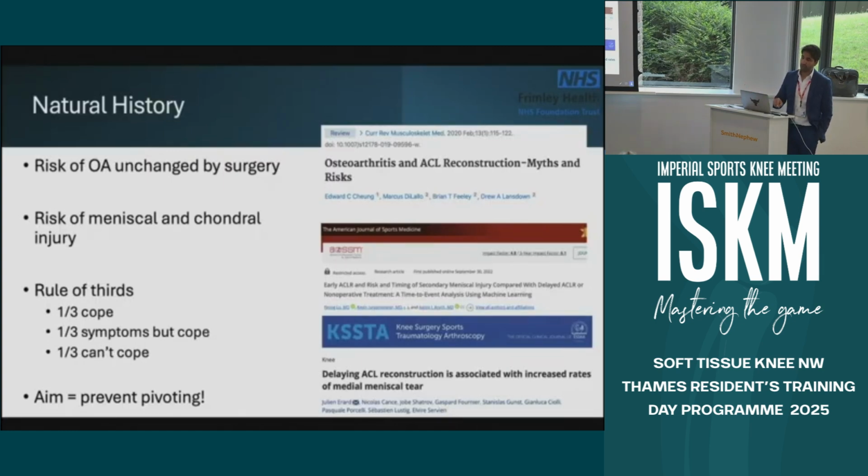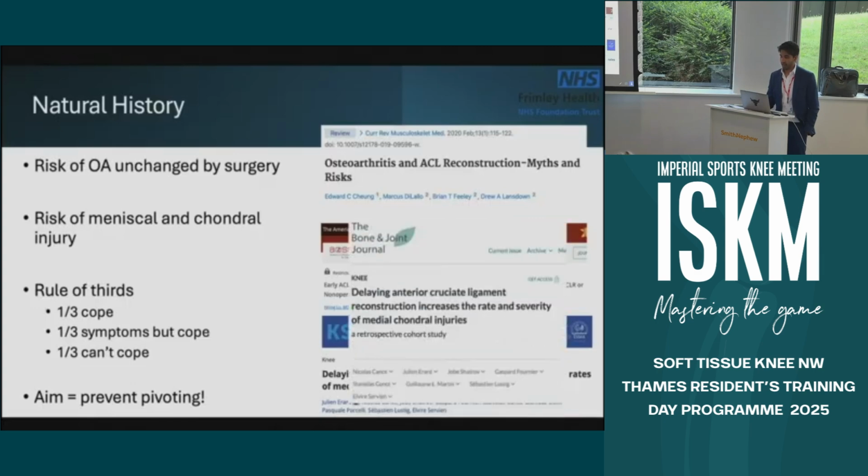What you want to be able to do is reduce the risk of meniscus and chondral injury and prevent them from getting any pivoting. So in Coventry, they discussed this rule of thirds. A third of the patients you see will cope with it. A third will have symptoms but won't cope and then come to you later. But a third of them won't cope at all, and they're the ones you want to tackle straight away. And we know that if you delay ACL reconstruction, the risk of chondral and meniscal injury goes up, especially in kids. So that is the reason to try and do ACL reconstructions earlier.